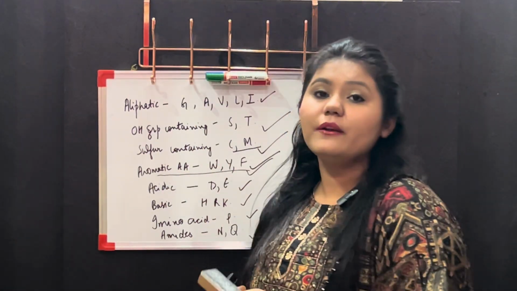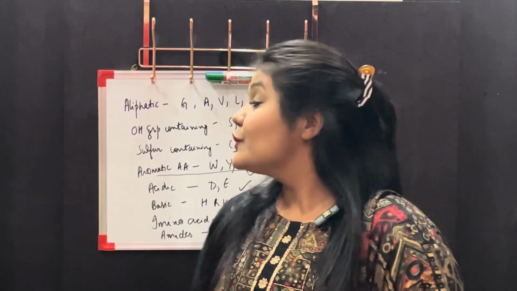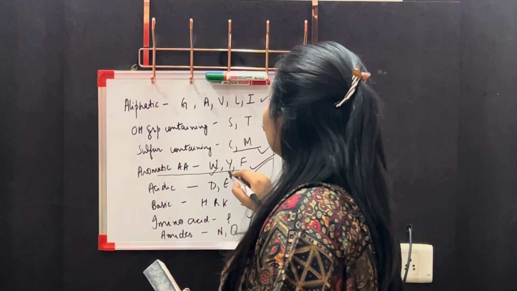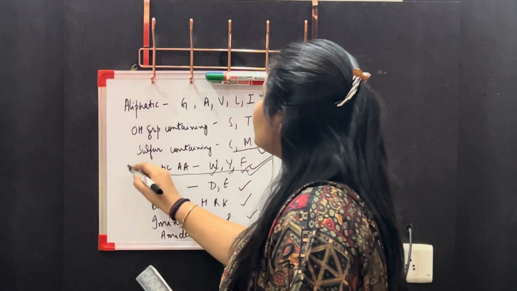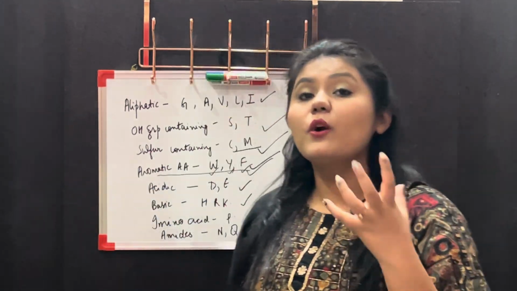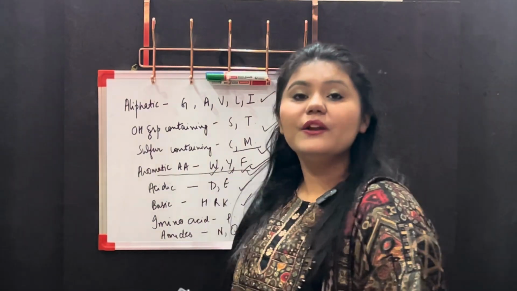We have aromatic amino acids with aromatic side chains. So we have WYF, that is your tryptophan, tyrosine and phenylalanine, and due to these aromatic amino acids your proteins can absorb UV light at certain wavelengths and they can give the absorbance value. The absorbance value that we get of the proteins is because of your aromatic amino acids.